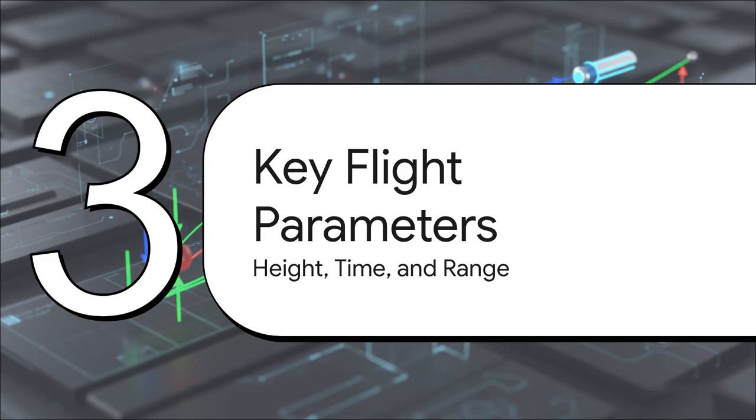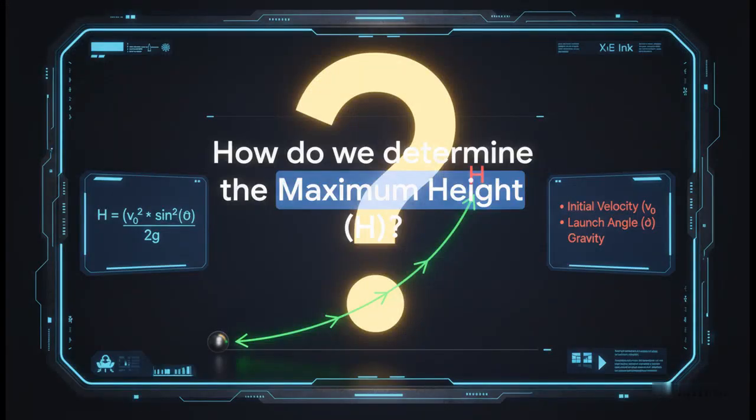Okay, here's where the magic happens. Now that we've split the motion into two simple, independent parts, we can use our standard equations of motion, what physicists call the kinematic equations, to predict everything about its flight: how high it's going to go, how long it'll be in the air, and just how far it'll travel. So, first up, how high is this thing going to go? What's the maximum height it's going to reach in its trajectory?